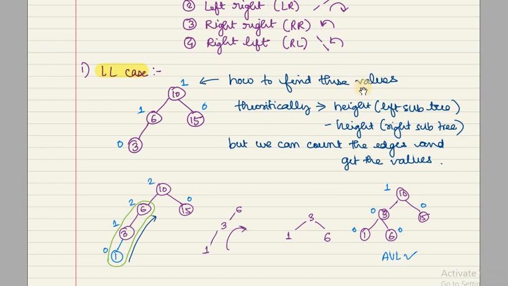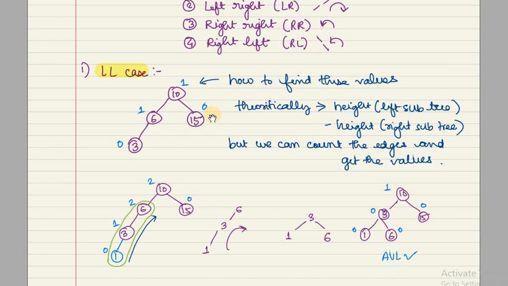So how to find these values? Here we have certain values in light blue color. We have 0, 1, 1, 0. So how do you find these values? Theoretically, as we already know, it is height of the left subtree minus height of the right subtree. So this is how we get the values here. You can always find the height of a particular tree and then calculate.